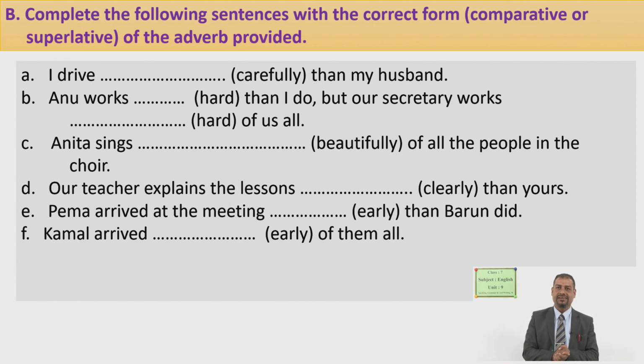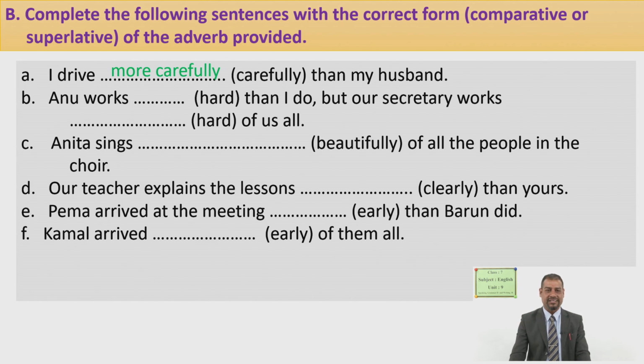Let's discuss. A. I drive. Then what is your correct answer here? I drive carefully than my husband. So, what did you write there? Okay, check with me. More carefully. I drive more carefully than my husband. Here is than. That's why you have to use comparative form. And for carefully, we have to use more, not er.